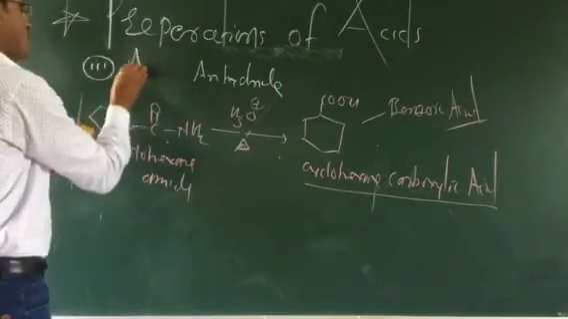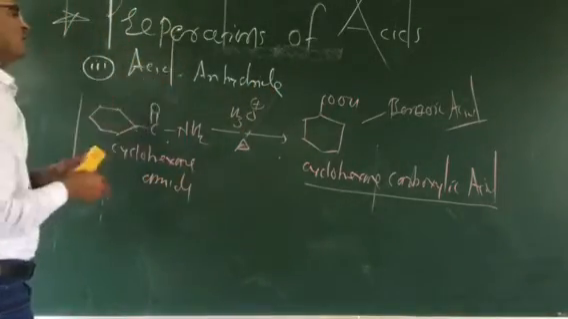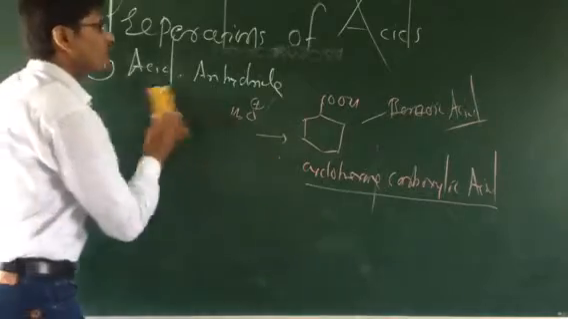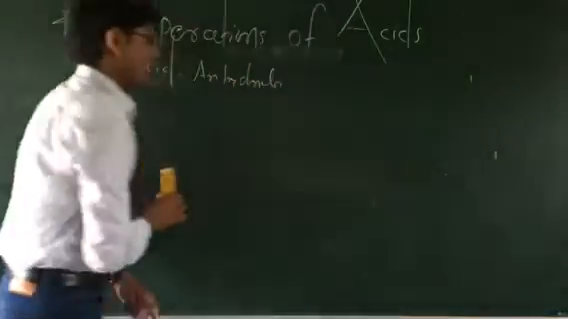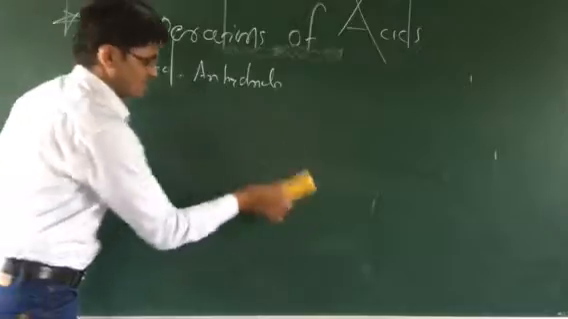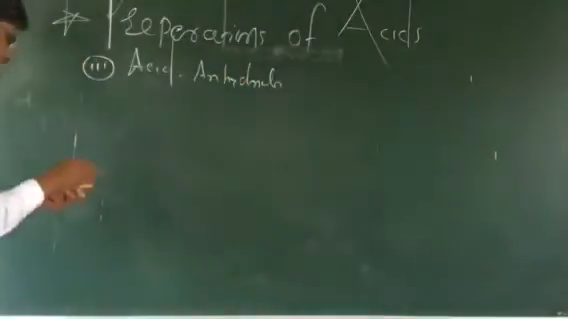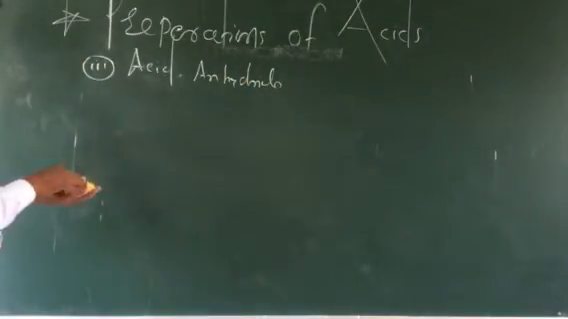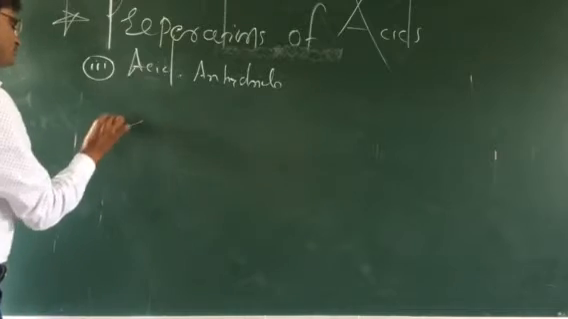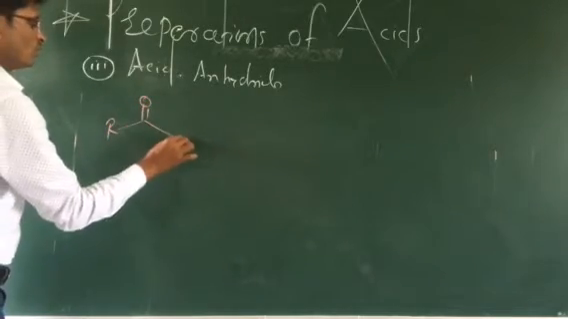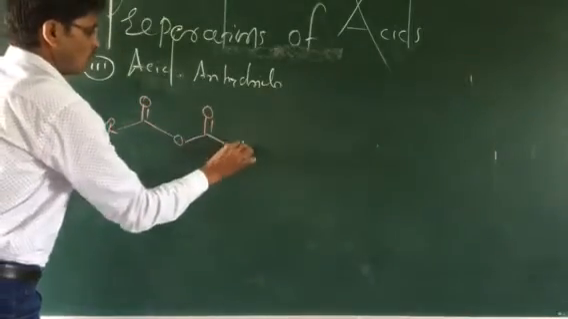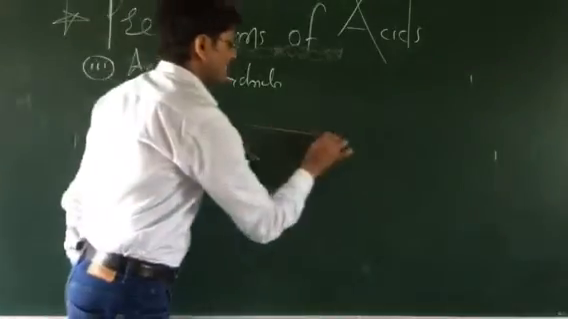So here we can write from acid anhydride, or we can say only anhydride. We know this anhydride is again one of the derivatives of acid. So the starting reactant molecule of the general reaction we can write as R C double bond O, C double bond O R. So this is the acid anhydride.